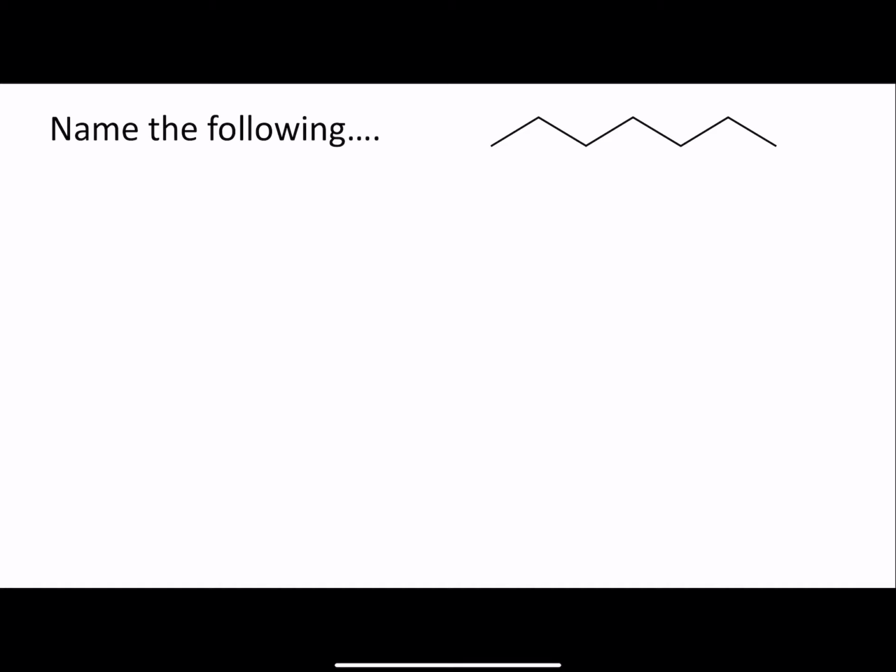All right, so name the following. You want to count how many carbons you have. 1, 2, 3, 4, 5, 6, 7. All 7 of those carbons are lined up nicely in a row. However, there could possibly be a way to arrange 7 carbons where there's a branch or 2. So we're going to say that this is heptane. Hept represents the 7 carbons. Ane means that there are only carbons and hydrogens and everything is singly bonded to something else.